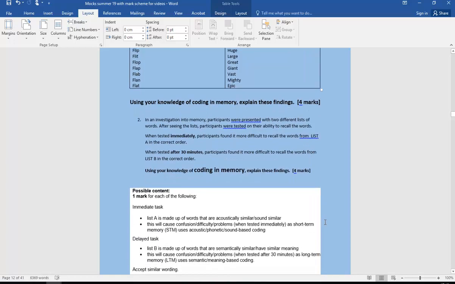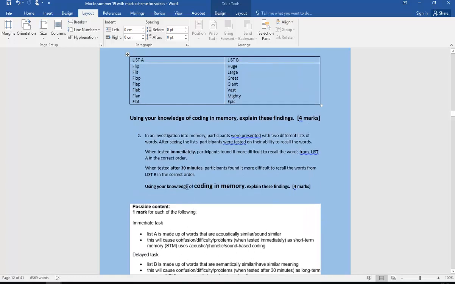So basically what they want you to say is list A is made up of words that are similar in sound. So we would say acoustically similar, similar in sound. And obviously because STM, short-term memory, is mainly encoded acoustically through sound, that's why there is acoustic confusion. That is why they're finding it difficult to recall.